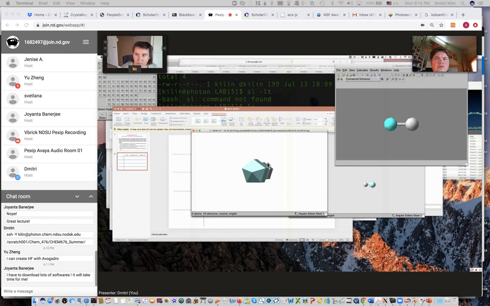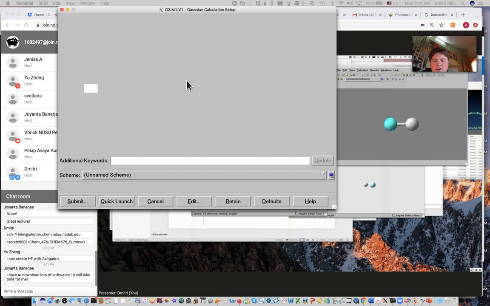So I can immediately look for total energy, but the distance was not optimized, so it is not so much available. So I'm going to run the second calculation on top of this and request optimization, which will take a little bit more time.